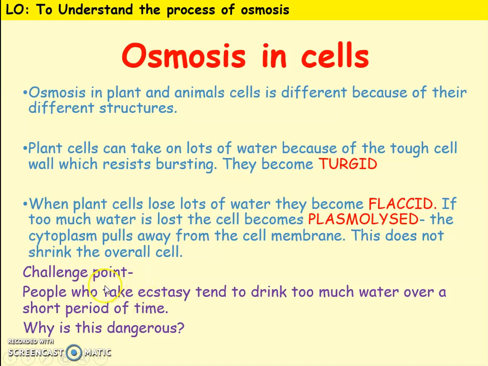And there's a little clue here to why this is so dangerous in humans. People who take ecstasy drink too much water over short periods of time, and it's really, really dangerous. Think what might happen to cells in humans. If they take in too much water, they don't have that thick cell wall around them. So, what might happen to the cell? You got it. It bursts.